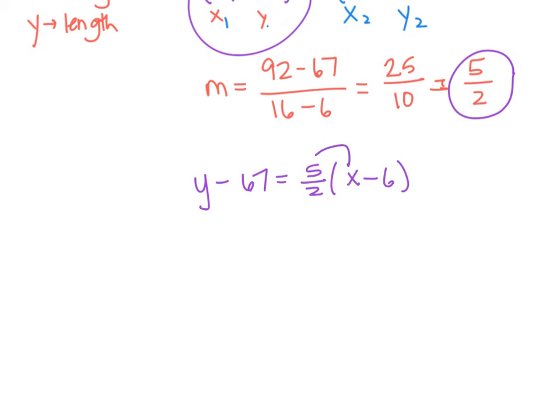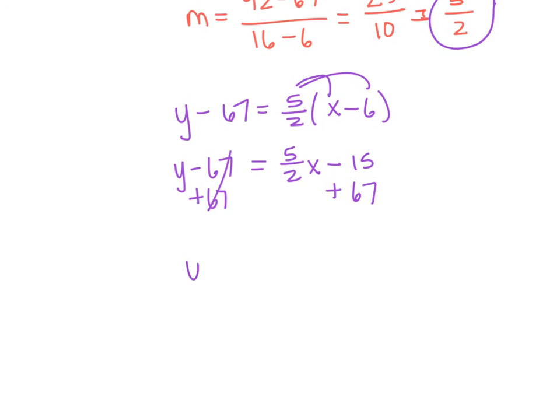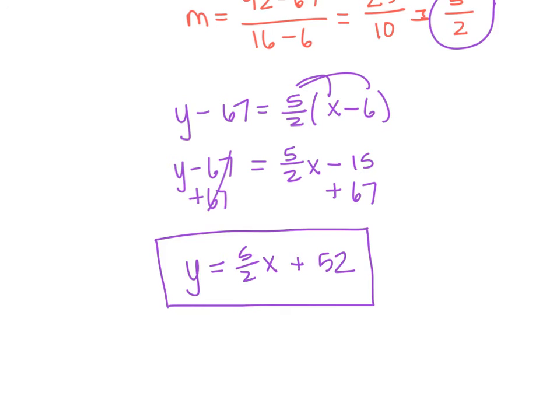All right, solving for y, we distribute that slope. So y minus 67 is equal to 5/2 x minus 5/2 times a negative 6, which is 15. Then we add 67 to both sides. So we have y equals 5/2 x plus 52. All right, so there's our equation that models the situation.